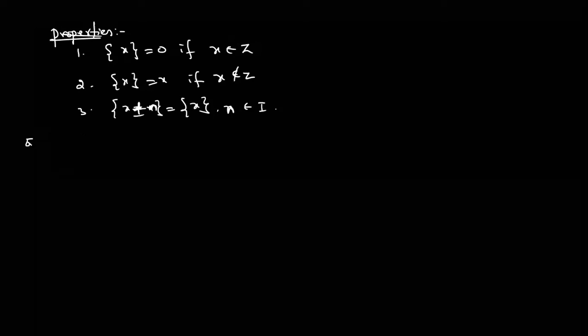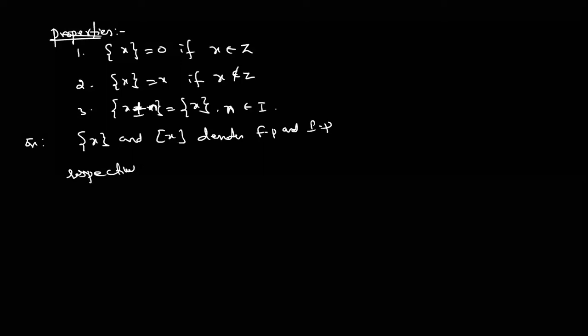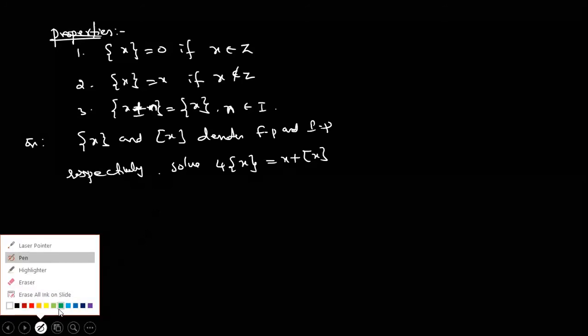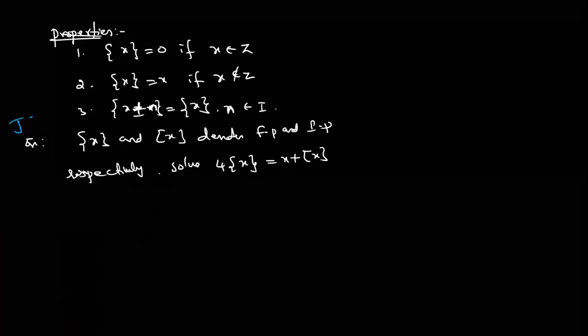Now, for the example, the fraction part of x and the integral part of x are denoted by FP and IP respectively. Okay, solve. The question is: solve 4 times the fraction part of x is equal to x plus the integral part of x. Anyone? Tell me what the answer is. This is a previous JEE Mains question.